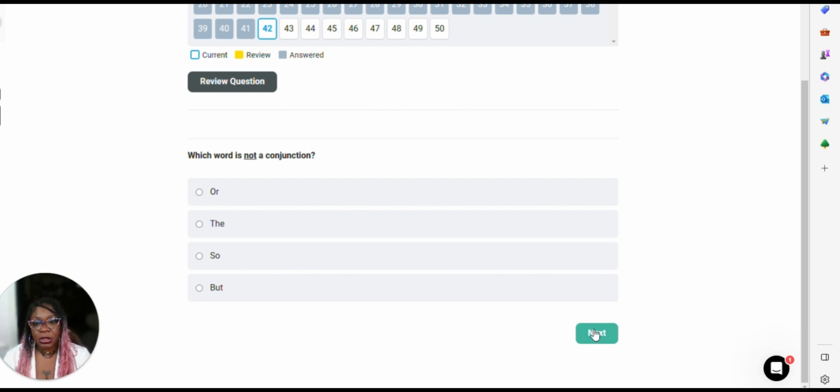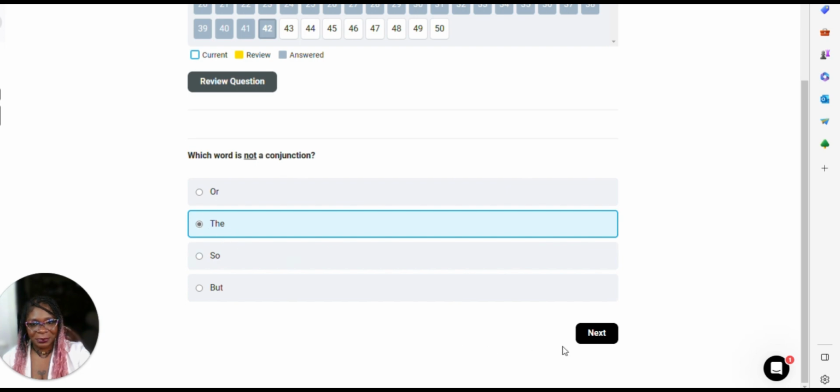Question number 42. Which word is not a conjunction? Is it or? Is it the? Is it so? Or is it but? The answer is going to be the word the. And that's because the is an article, not a conjunction.